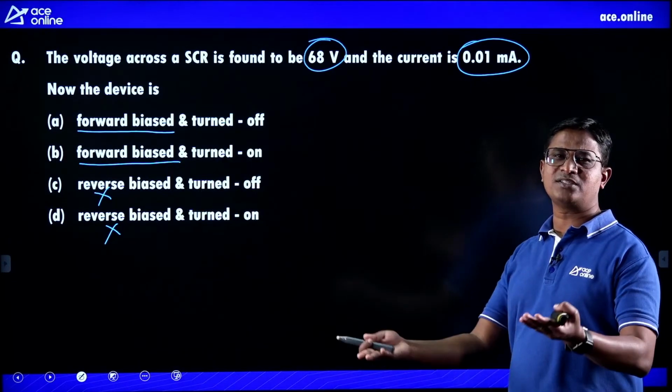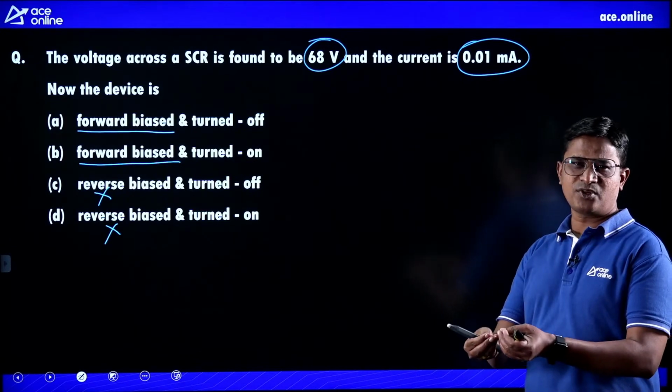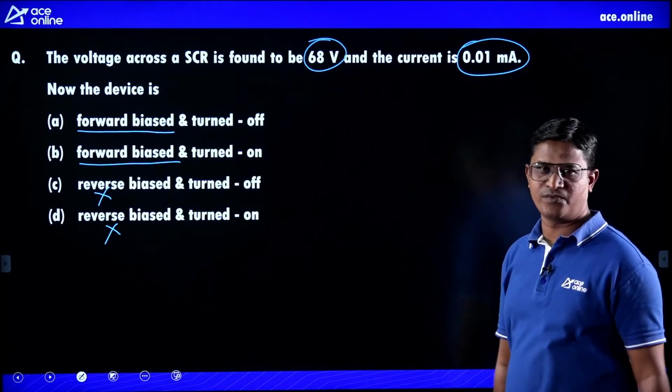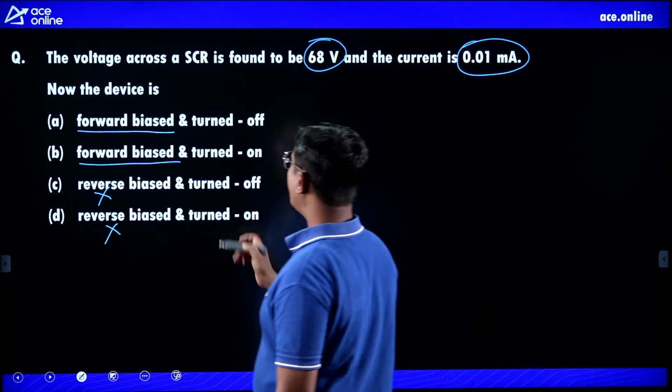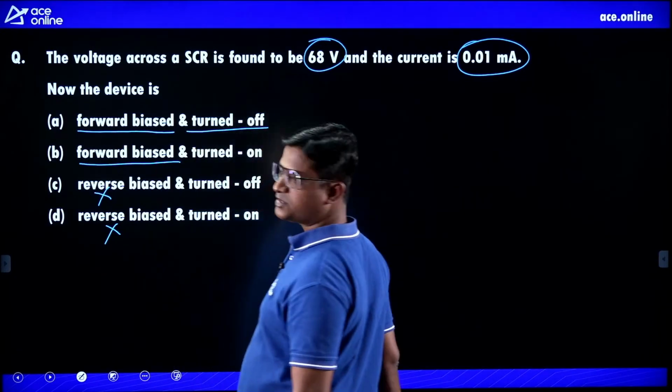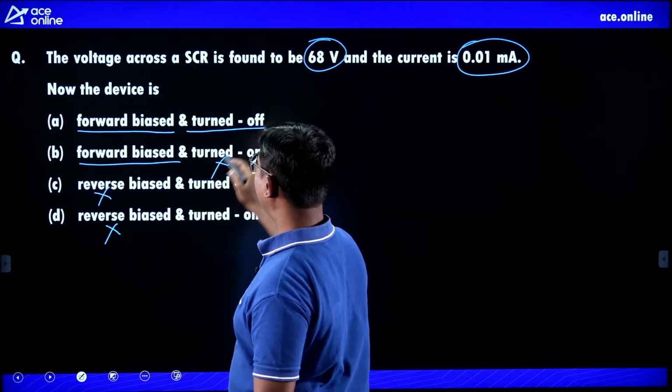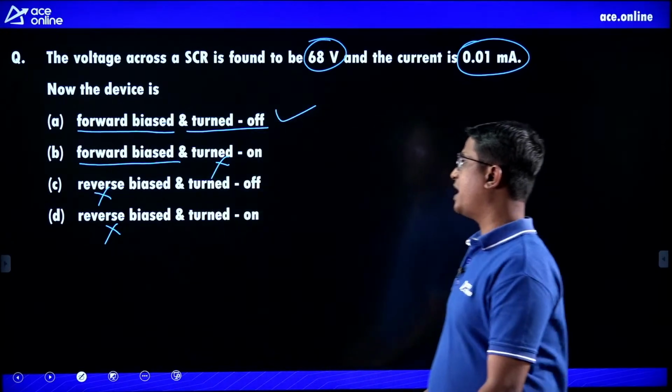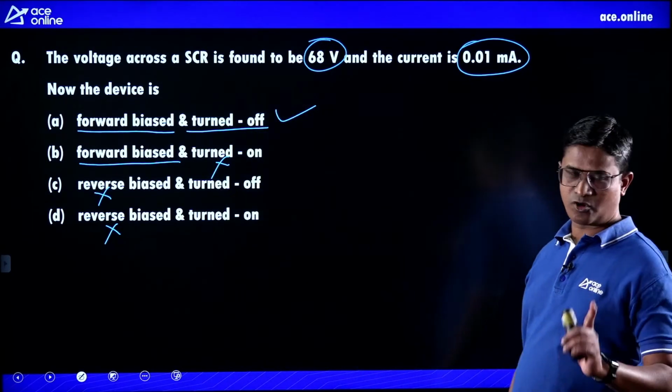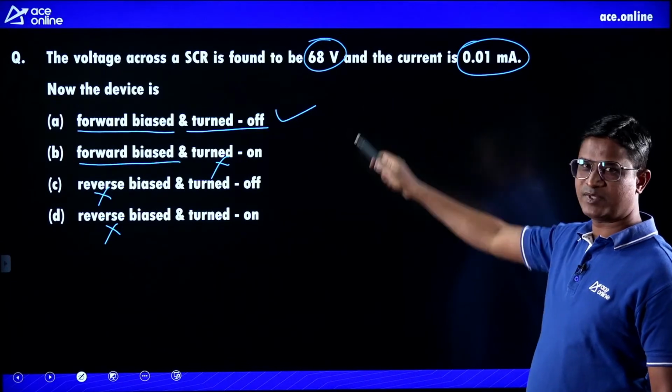Means the device is in an on state or off state. If the current flowing through the device is very, very small, leakage current is flowing, which means your device is in an off state. So the correct answer is option A: forward biased and turned off. So be careful.